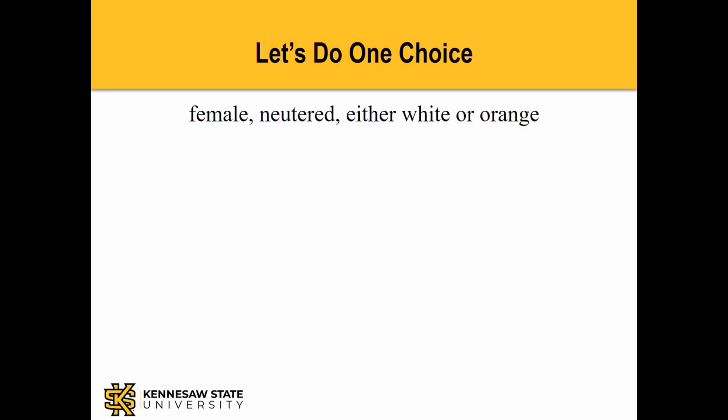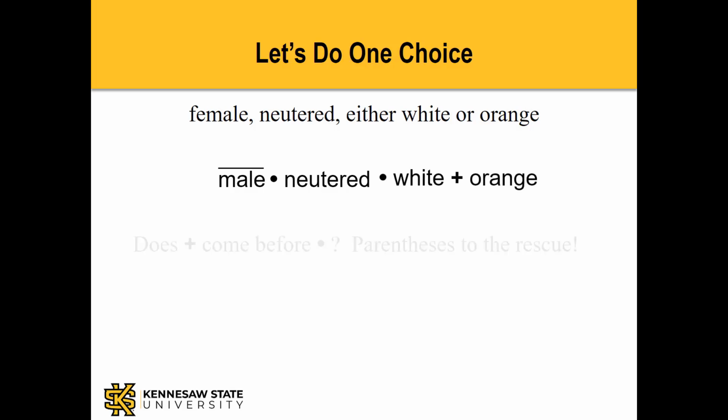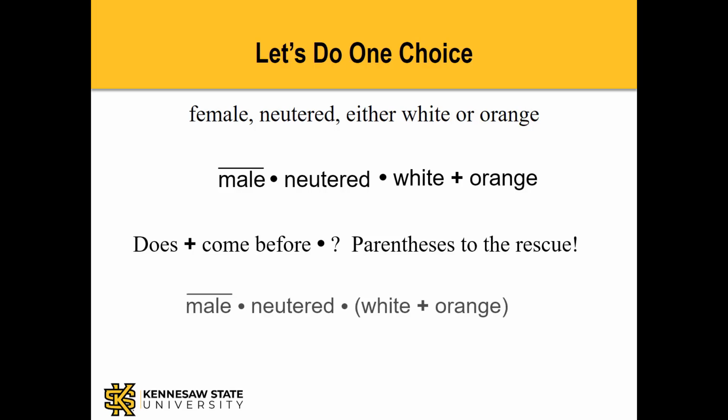Let's do one of the choices. Female neutered in either white or orange. We've already said that we can represent female as not male. Neutered gets connected with an and, that center dot is and, so: not male and neutered and white or orange. But now we have a problem. Does or come before and? In fact, it turns out that and takes precedence, but we can use parentheses to get what we need. And now we have the complete expression: not male and neutered and parenthesis white or orange unparenthesis.